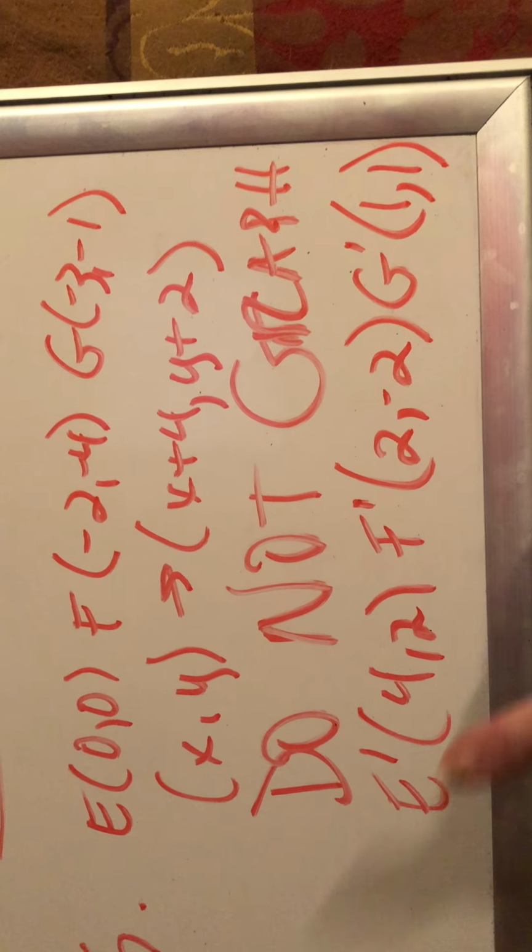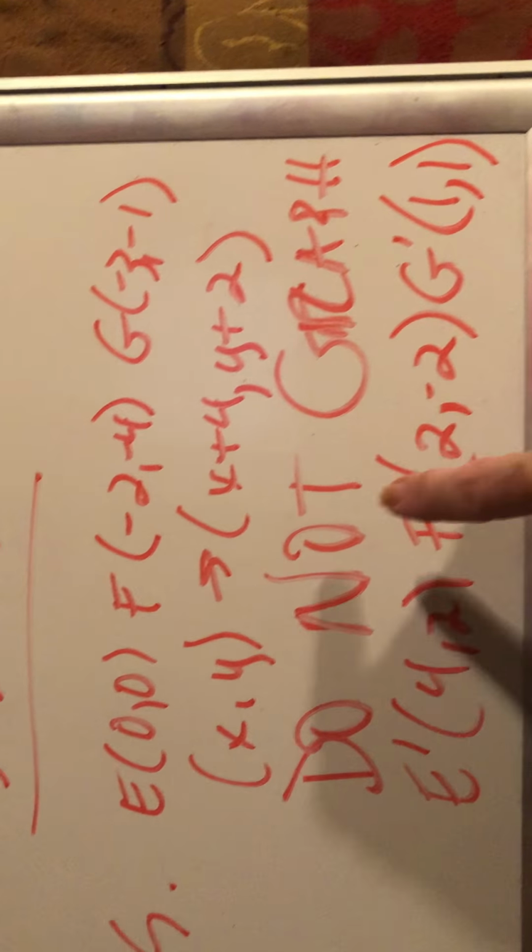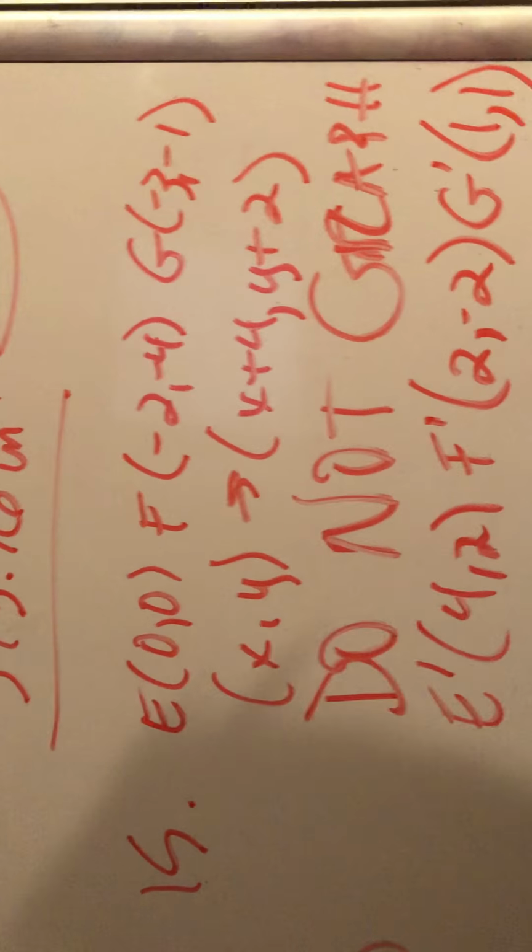So that's E prime, F prime, G prime. Do not graph. If you graph them, I'm going to count them wrong, because I've written it on here, do not graph them. I don't want to see the pre-image and image. I just want to see the new coordinates.